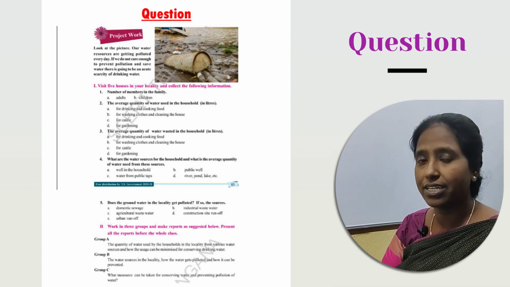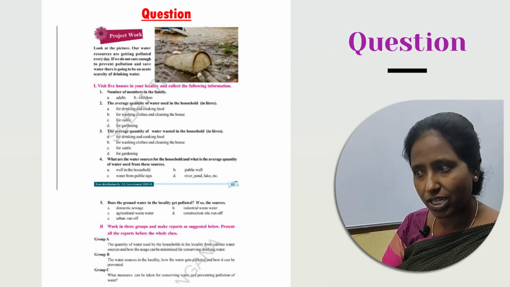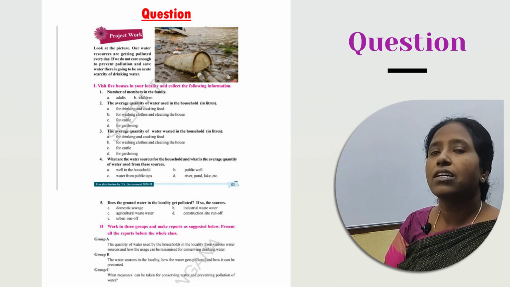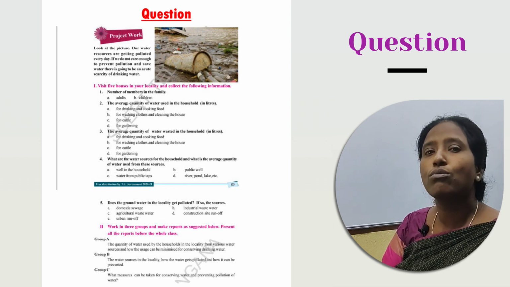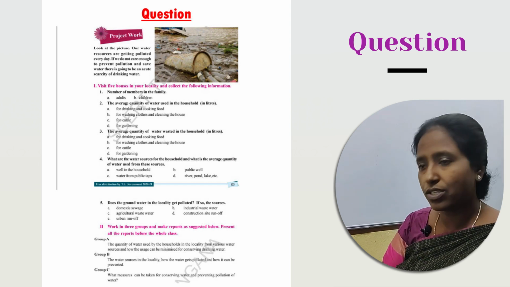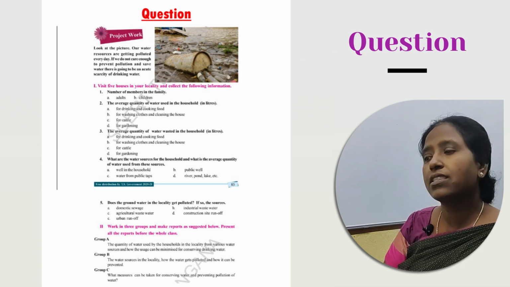Then the average quantity of water used in the household in liters. You have to write in liters how much water is used for drinking and cooking, for washing and cleaning the house, for cattle, meaning the cows, buffaloes, goats, all these are called cattle. For gardening, how much water is used, you have to ask them. Then the average quantity of water wasted in the household.